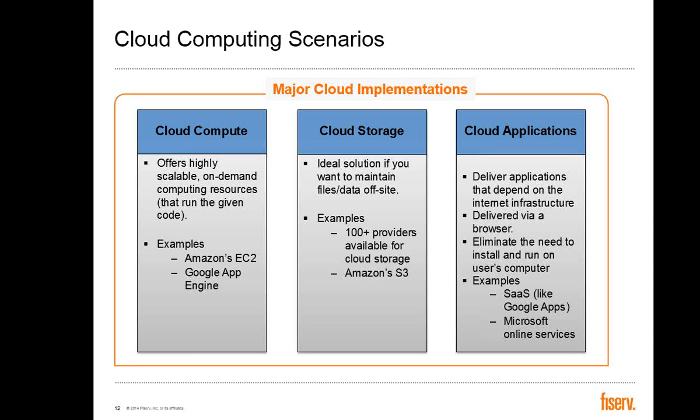Cloud computing scenarios. Major cloud implementations are about cloud compute, storage, and applications. Compute is offering on-demand computing resources. Examples are Amazon and Google App Engine. Storage is an ideal solution if you want to maintain files and data off-site. There are hundreds of providers currently available. Amazon's S3 is one of them.